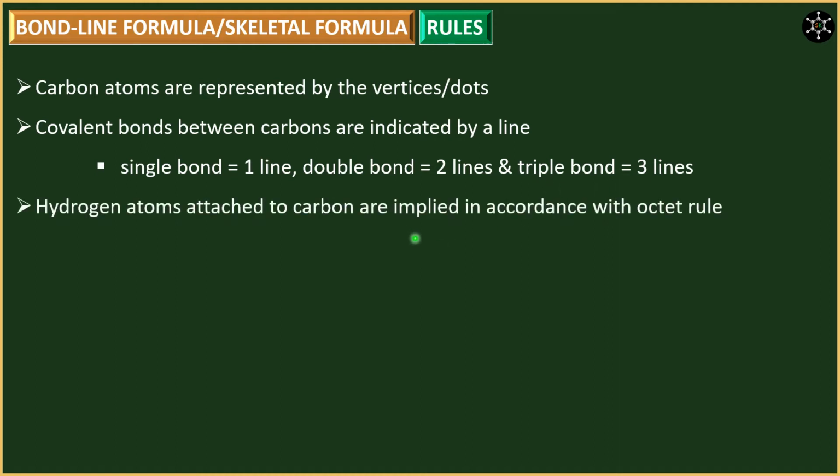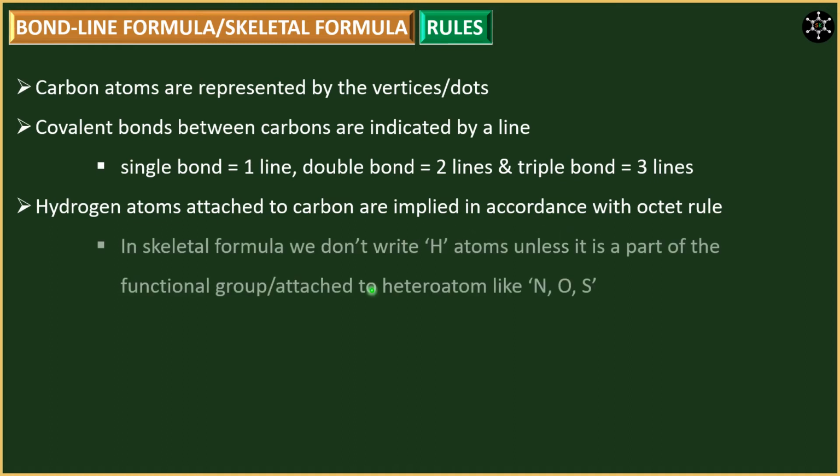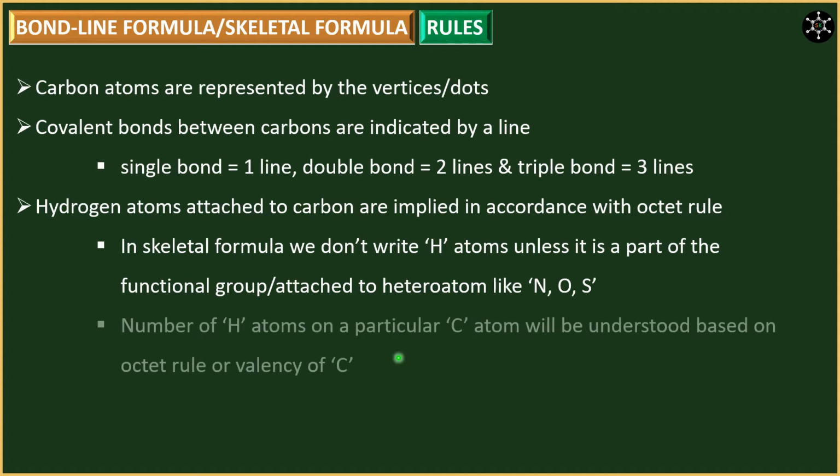Hydrogen atoms attached to carbon are implied in accordance with the octet rule. What does it mean? In skeletal formula, we don't write hydrogen atoms unless it is a part of functional group like aldehyde or carboxylic acid, or it is attached to a heteroatom like nitrogen, oxygen, sulfur. Number of hydrogen atoms on a particular carbon atom in skeletal formula will be understood or taken for granted based on the octet rule or valency of carbon. These points will become more clear when we consider examples.